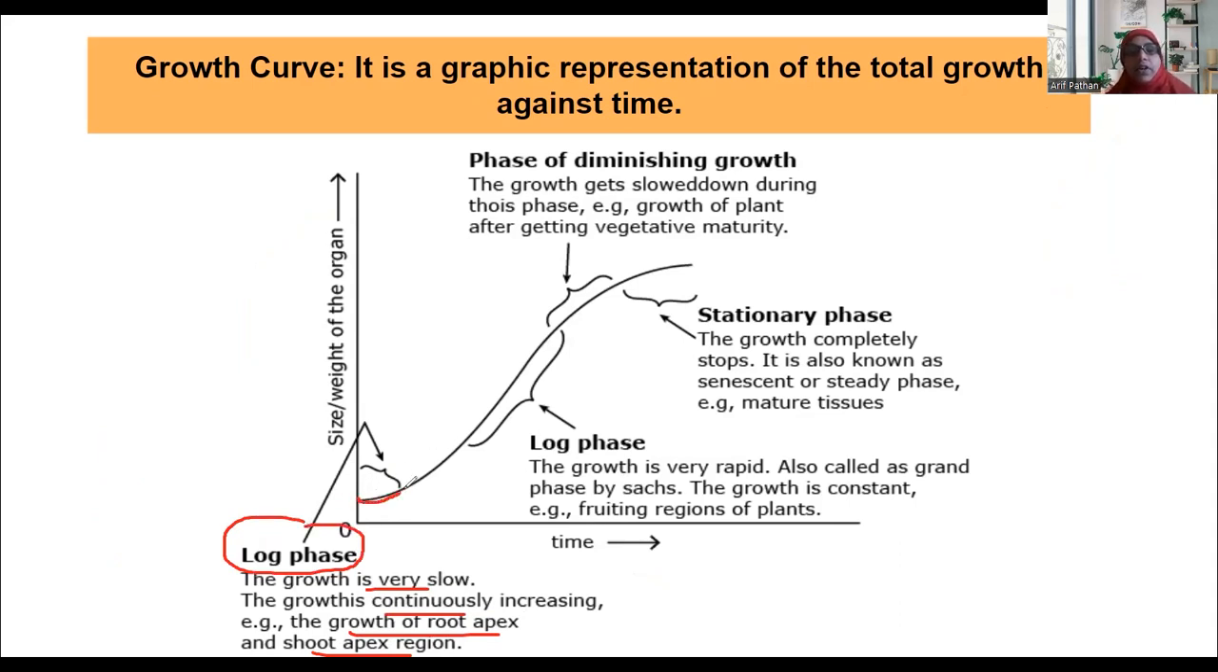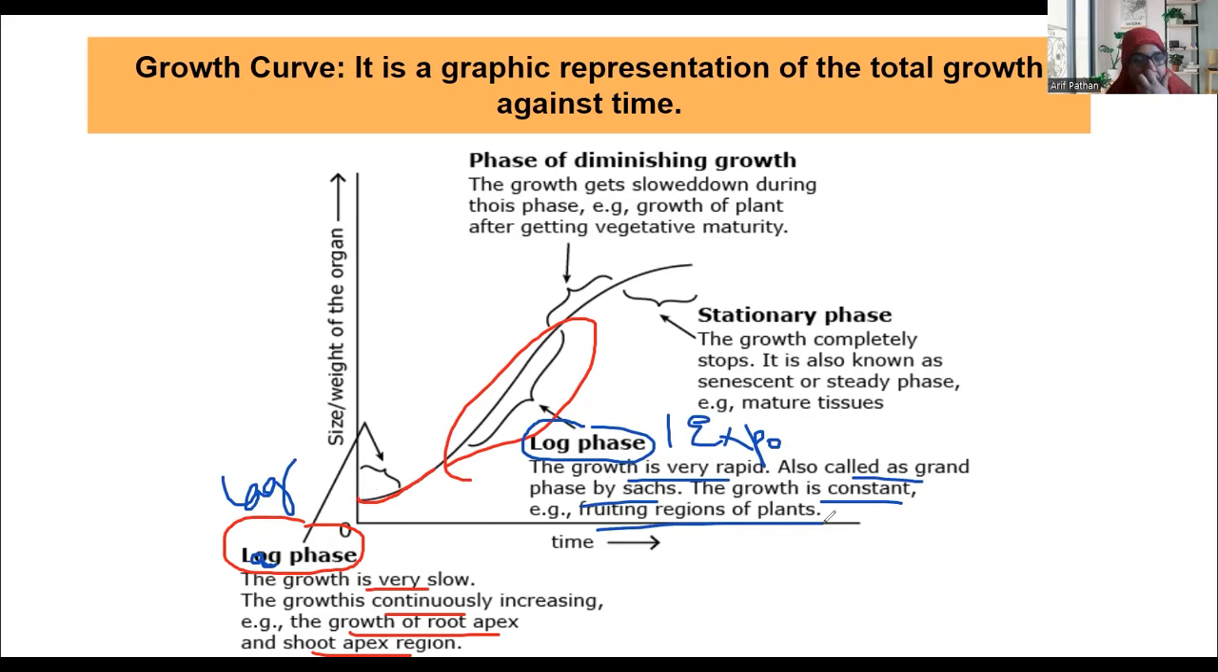After that certain period of time, there will be a rapid growth. This phase is known as, sorry, this is lag, a spelling mistake, L-A-G, lag. And this is log or exponential. Another word is exponential. Very rapid, also known as the grand phase by Sachs. Growth is constant. Example: fruiting regions of the plant, where the growth is extremely rapid.